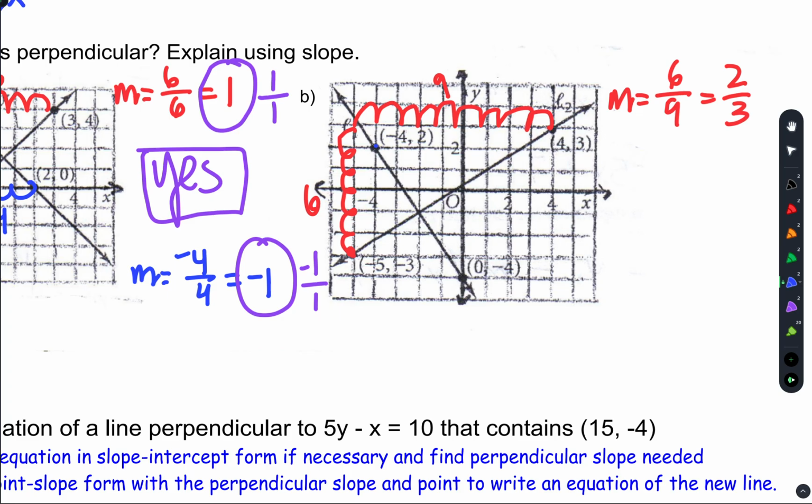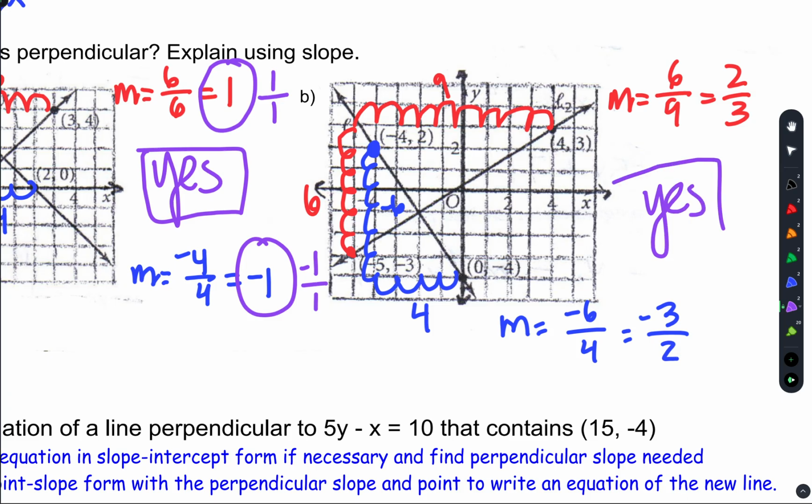Same thing over here, starting with the point on the left. Down, 1, 2, 3, 4, 5, 6. Over, 1, 2, 3, 4. Negative 6 over 4 reduces to negative 3 over 2. Opposite reciprocals? Yep, 2/3 and negative 3/2 are opposite reciprocals, so these are perpendicular.